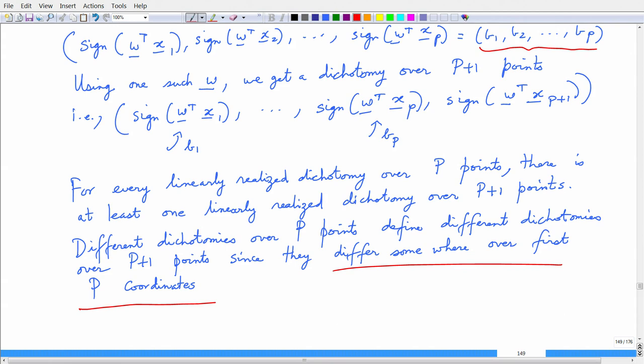Using one such w, which is the weight vector, we get a dichotomy over p plus 1 points given by this tuple. So, for the point x p plus 1, I take the same hyperplane and I take the inner product and then I do the sign, I get b p plus 1. For every linearly realized dichotomy over p points, there is at least one linearly realized dichotomy over p plus 1 points. And different dichotomies over p points define different dichotomies over p plus 1 points, because they differ somewhere over the first p coordinates. This is basically reinforcing the combinatorial aspect that we see in the geometry of this problem.